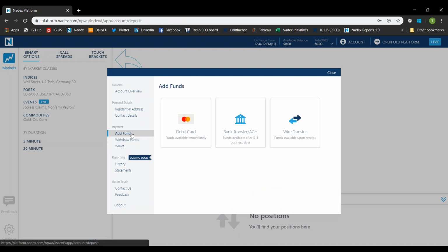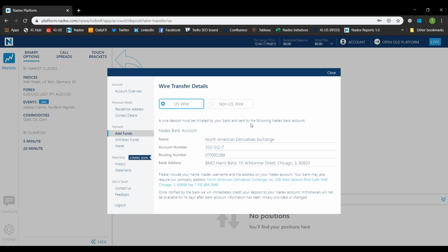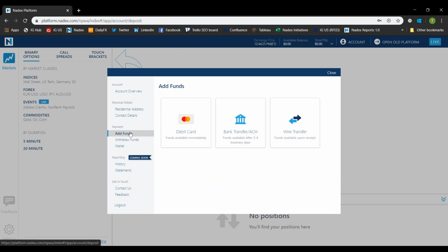If you wanted to use a different method like wire transfer, when you click on that, there's instructions, but the funds will not be available in your account until Nadex actually receives them. The one other way to add funds into your account is a bank transfer ACH. You get real-time funding up to $500 when you do it this way, and then any additional funds wouldn't be available for 3 to 4 business days.